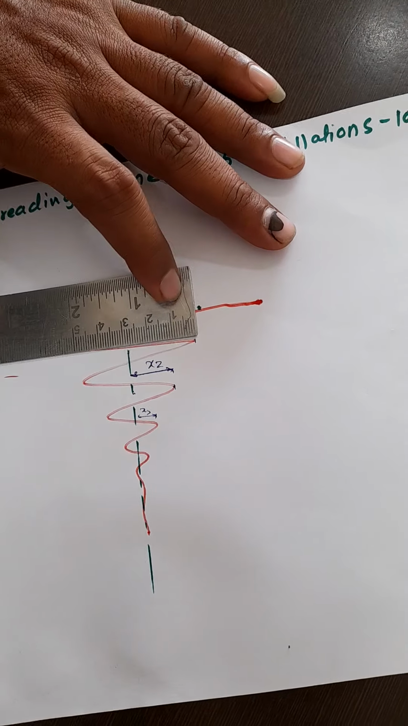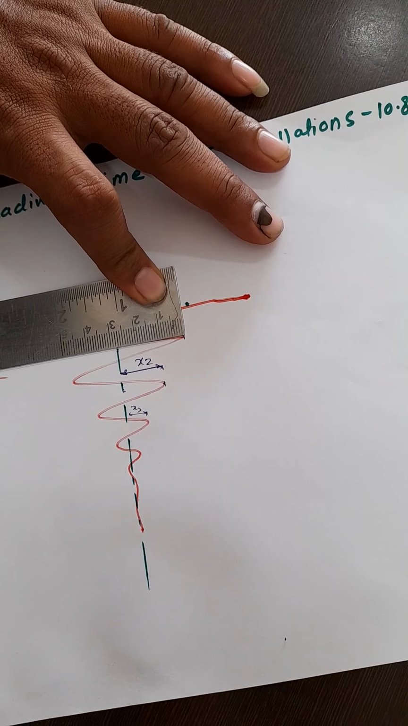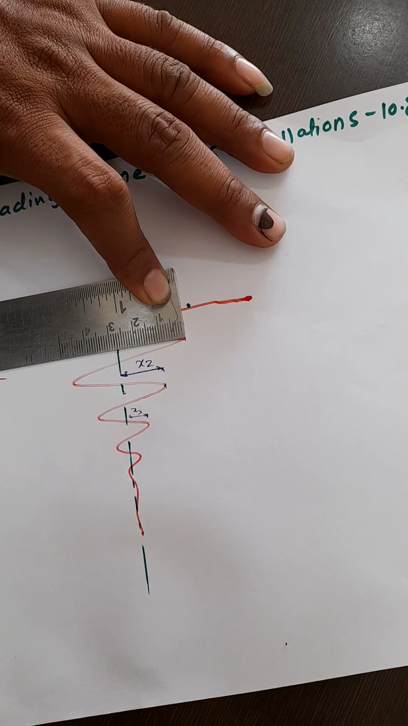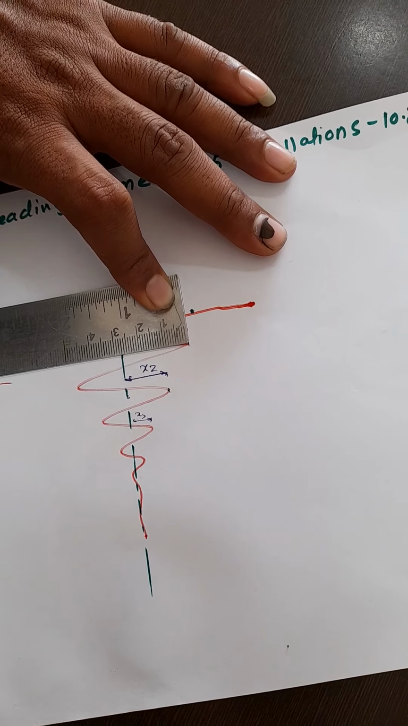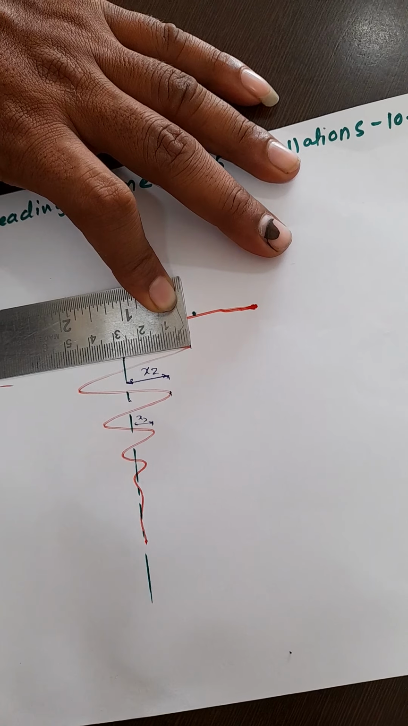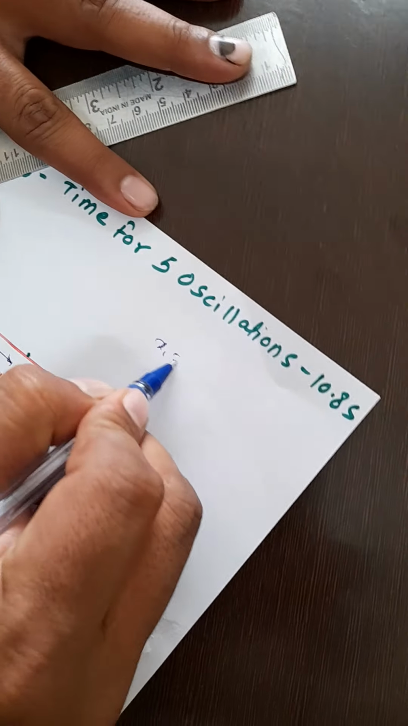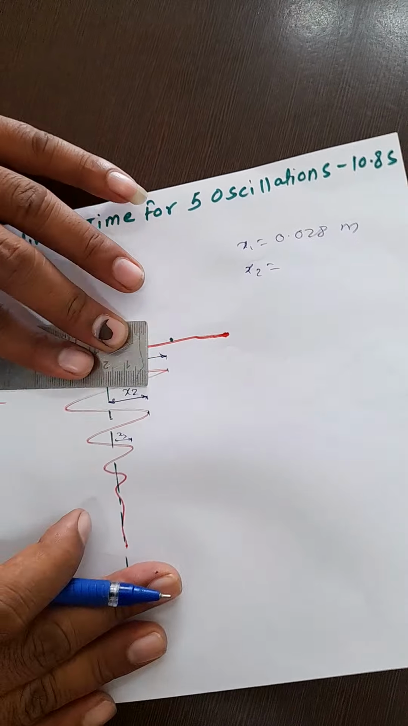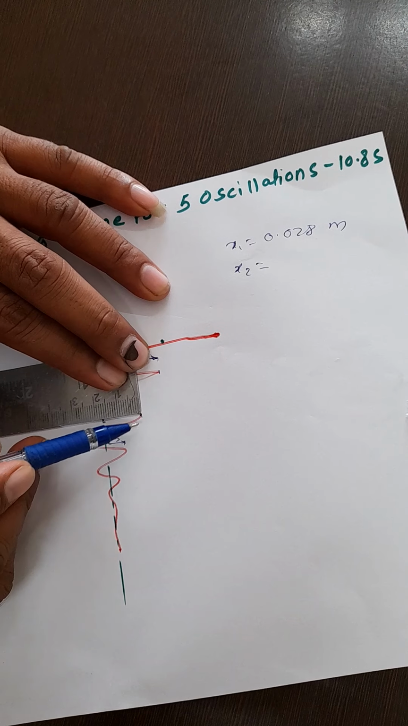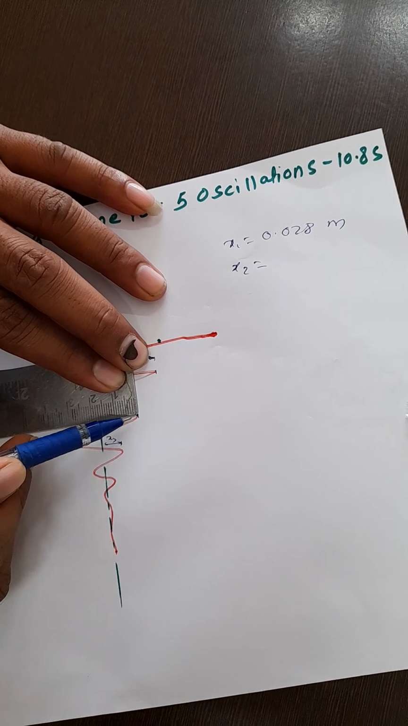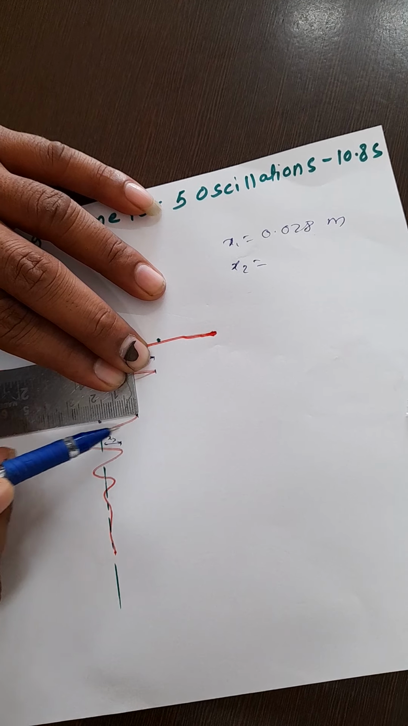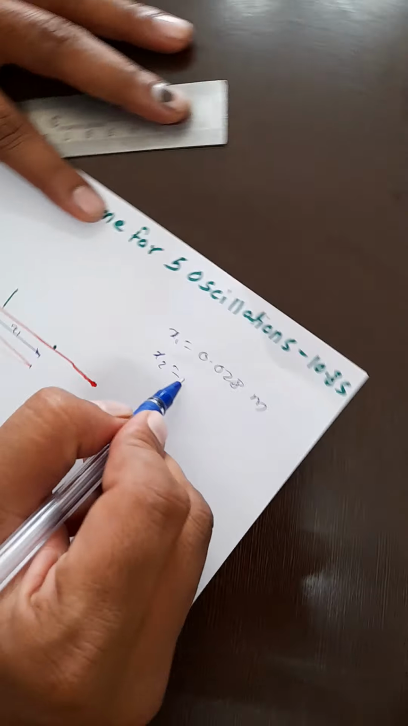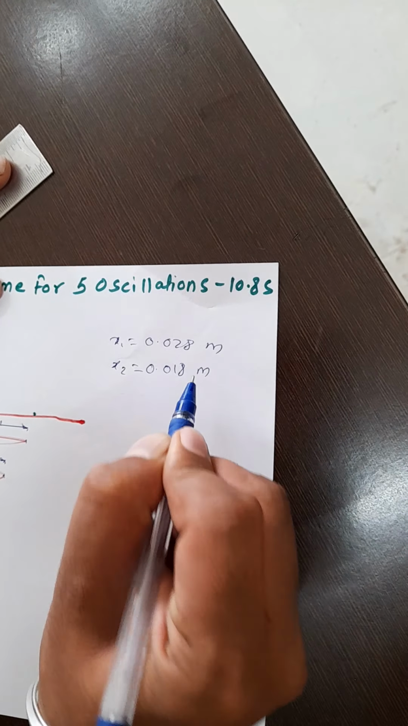So this x1, see here I am going to measure this x1. So this x1 is coming as 2.8 centimeter, convert it into meters. So 0.028 meters. So you can write here x1 as 0.028 meters, and x2 likewise you have to measure. See here I am going to measure this x2, the amplitude of second. So it is coming up to 1.8 centimeter. So in meters if you write, 0.018 meter.